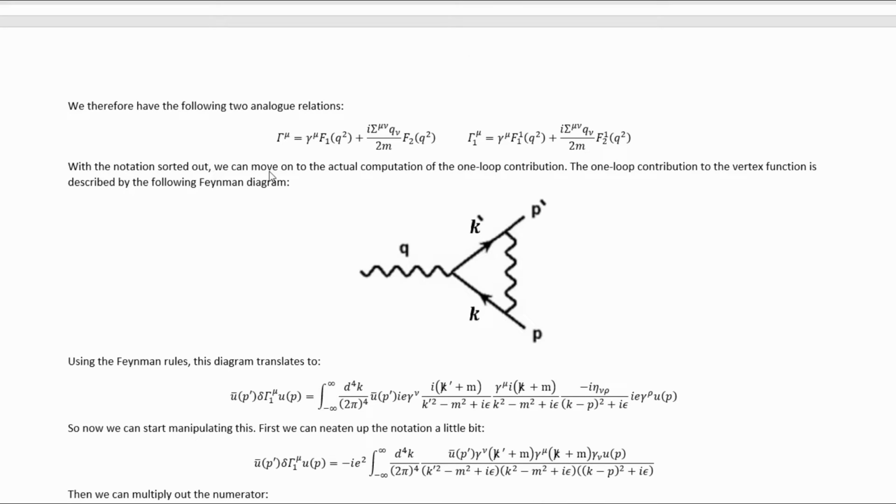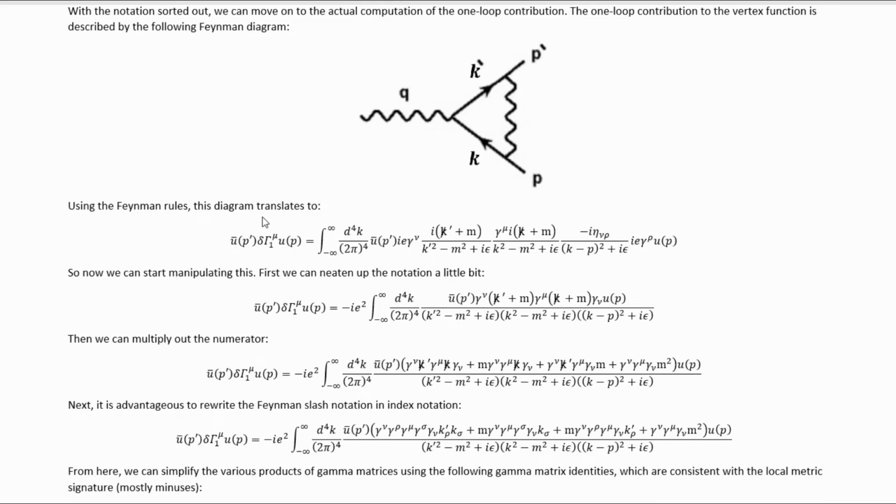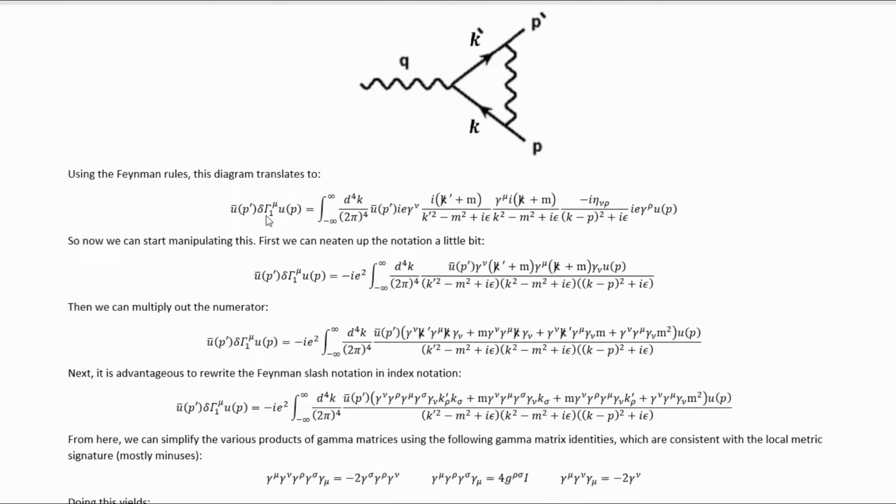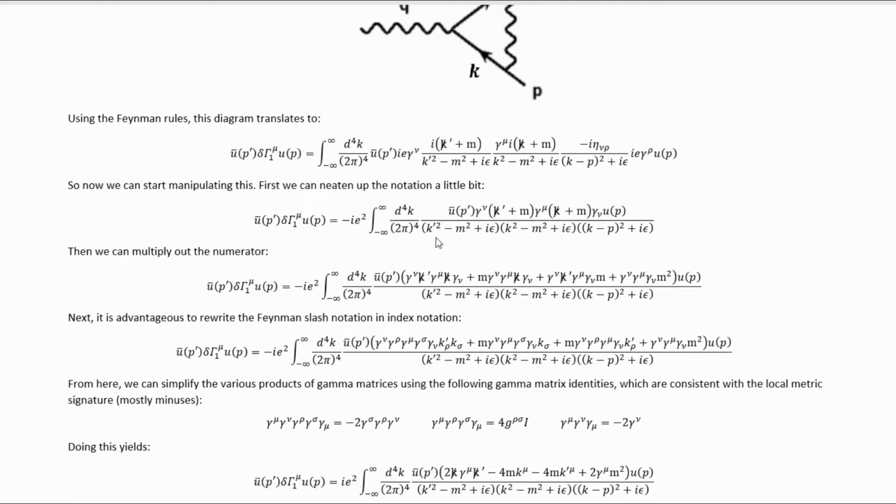With the notation sorted out, we can move on to the actual computation of the one-loop contribution. The one-loop contribution to the vertex function is described by the following Feynman diagram, unsurprisingly. Using the Feynman rules for quantum electrodynamics, this diagram translates to this term, and since it's the one-loop quantum correction to the vertex, we get delta Gamma 1 mu as per the notation that I explained above, and because this, like the whole Gamma mu in our calculation, is being sandwiched between spinors, I've sandwiched them between spinors here also, which is just treating these electrons as on-shell external ones, and they'll be useful in future manipulations extensively.